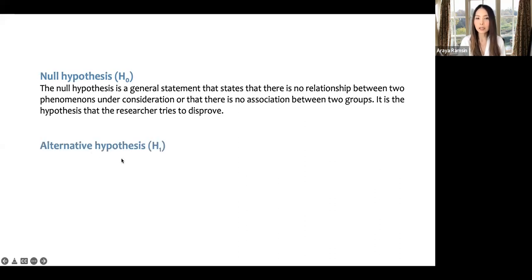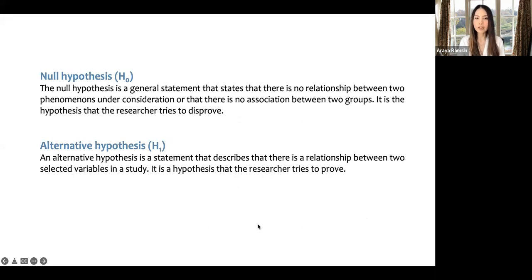And now look at alternative hypothesis, which is denoted by H1 or HA. Most of the time I see H1, but HA is okay too. An alternative hypothesis is a statement that describes that there is a relationship between two selected variables in a study, and it is a hypothesis that the researcher tries to prove. You want it to be true. You want this to happen.